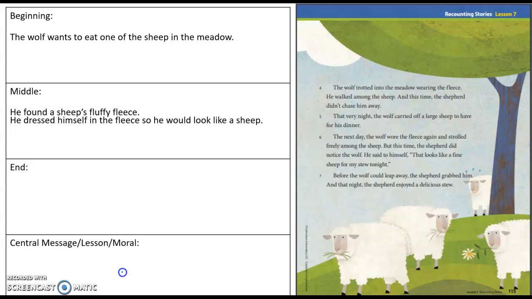The wolf trotted into the meadow wearing the fleece. He walked among the sheep, and this time the shepherd didn't chase him away. That very night, the wolf carried off a large sheep to have for his dinner.